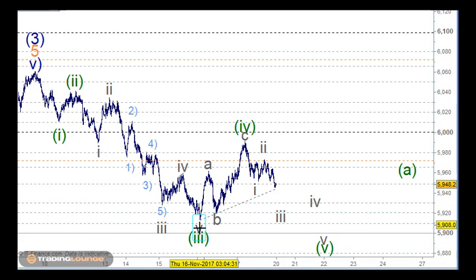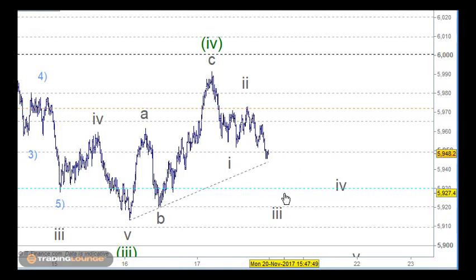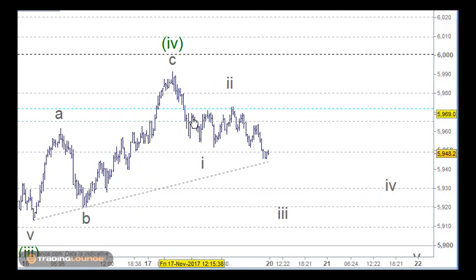This move here to the upside doesn't need to be corrective. It could be wave 1 and 2 and then wave 1 and 2 here, and looking at this here as 5 waves down here. And then this one here would be 1, 2, 3, 4, 5 here. So it can come down a tad more.